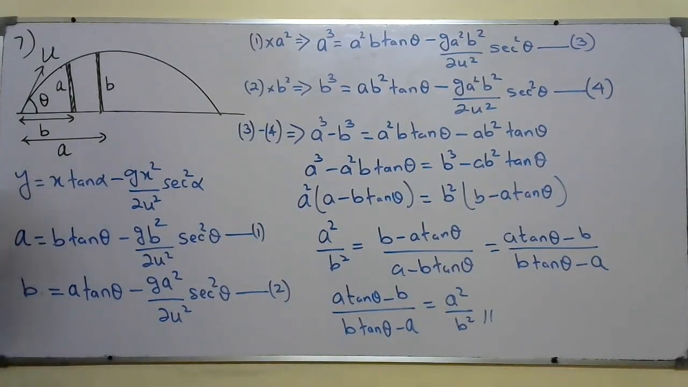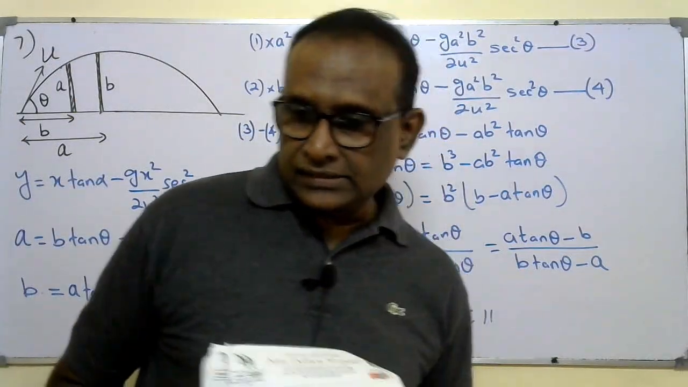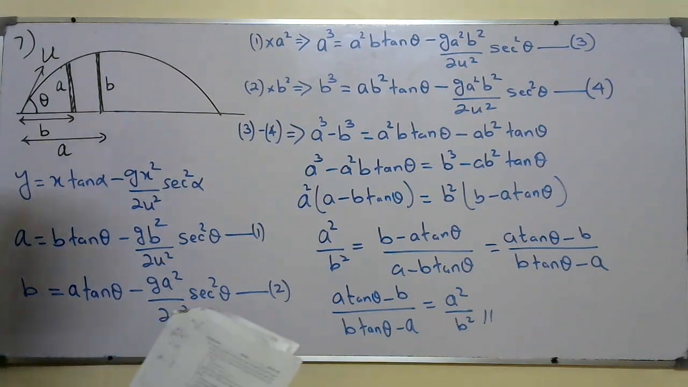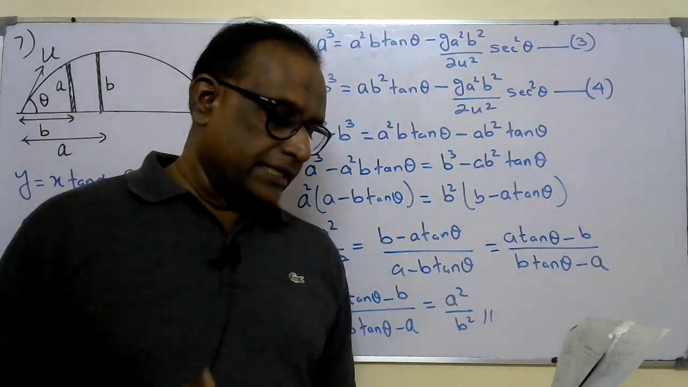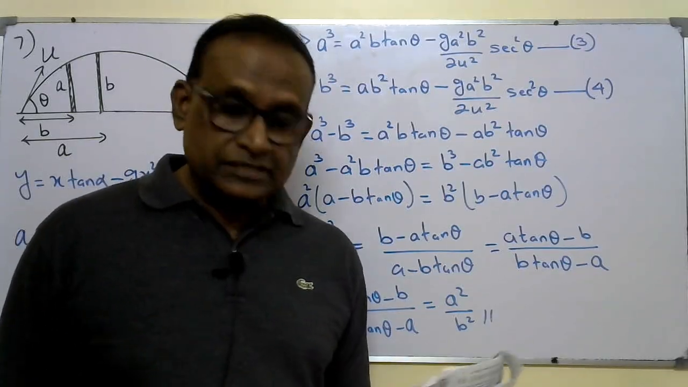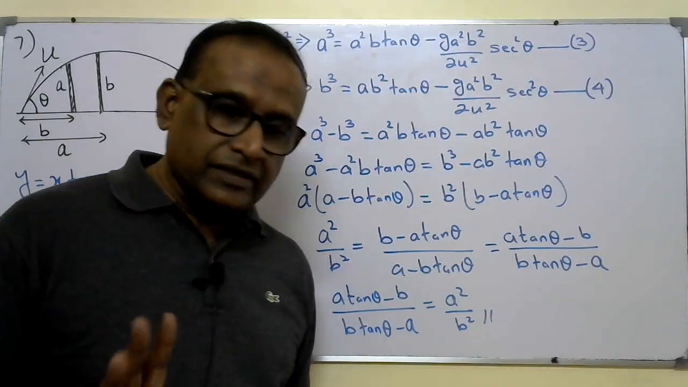Okay, second part, again that is something related to range, but you can see the answer. We need to show that range is equal to a squared plus ab plus b squared over a plus b. So nothing related to angle, nothing related to initial speed, everything we had to eliminate. Okay, so a little bit of algebra, we'll see that.